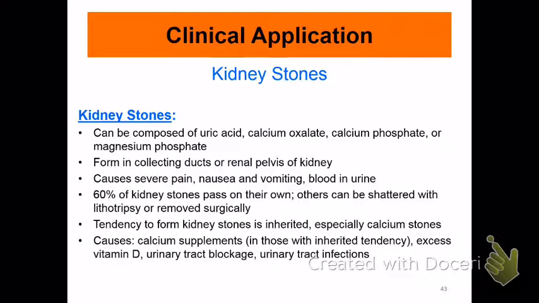Okay, there it is. Kidney stones can be composed of uric acid, calcium oxalate, calcium phosphate, or magnesium phosphate. Causes include drinking lots of sodas, not drinking a lot of water, and dehydration. Some people just get kidney stones because it's genetic. They drink a lot of water, but they still get them. 60% of kidney stones pass on their own.